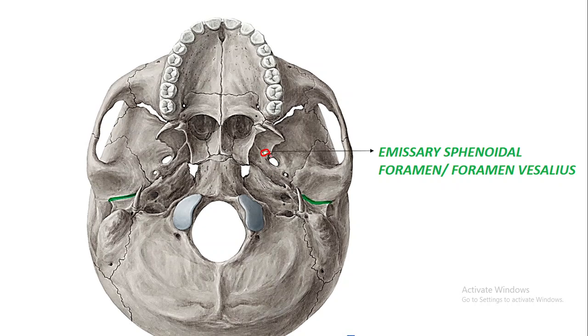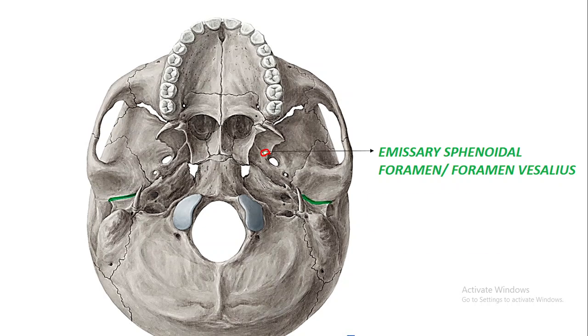It may or may not be present. So it is not always present. Emissary sphenoidal foramen, it may or may not be present. So this foramen is present anteromedial to foramen ovale, also in the sphenoid bone. The content of this emissary sphenoidal foramen is emissary vein, which connects the pterygoid venous plexus to cavernous sinus. Because of this connection, it can be a site for transmission of extracranial infections, which may reach the cavernous sinus through this foramen.